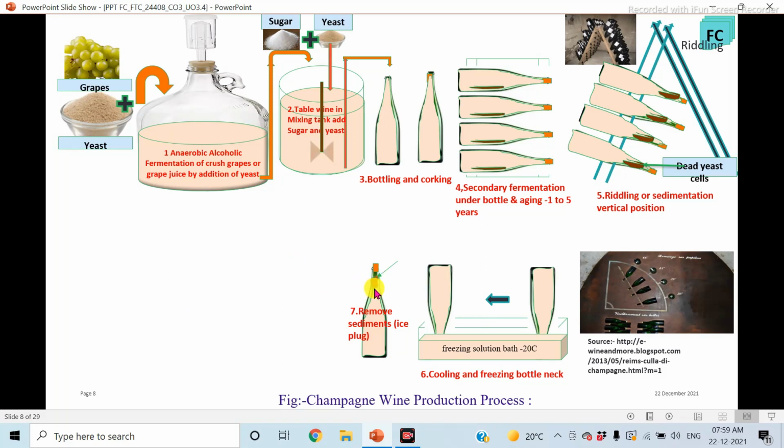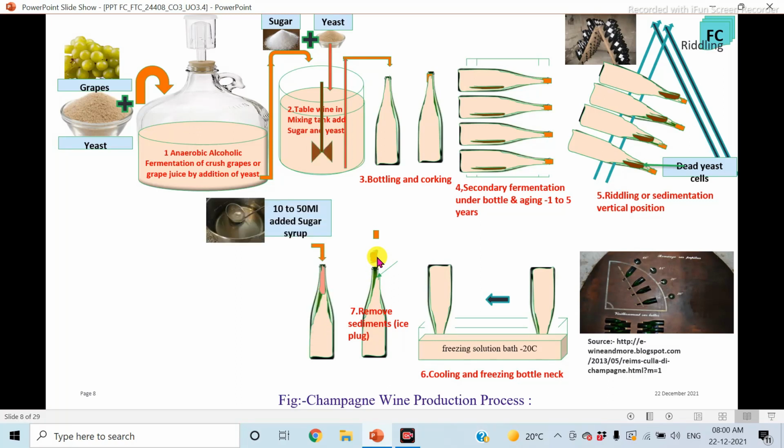This ice plug and the small quantity of wine containing the sediment particles are removed by removing the plug, in which the bottles are opened due to the internal pressure, and the sediment plug comes out. After that, the headspace remaining after removing the sediment is charged with the addition of sugar syrup as per our requirement.